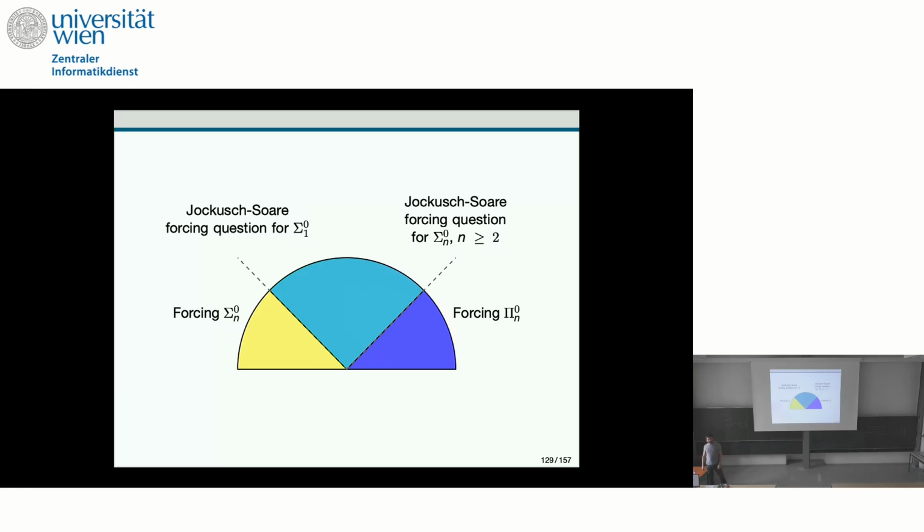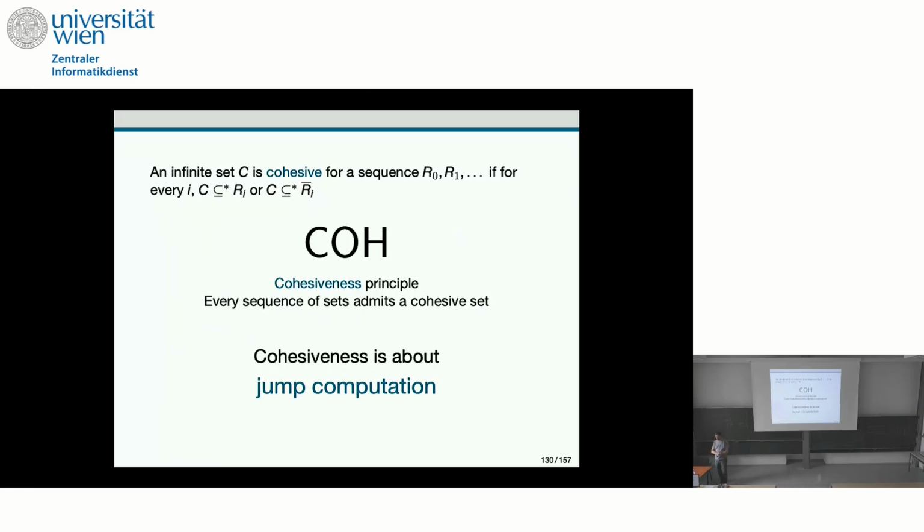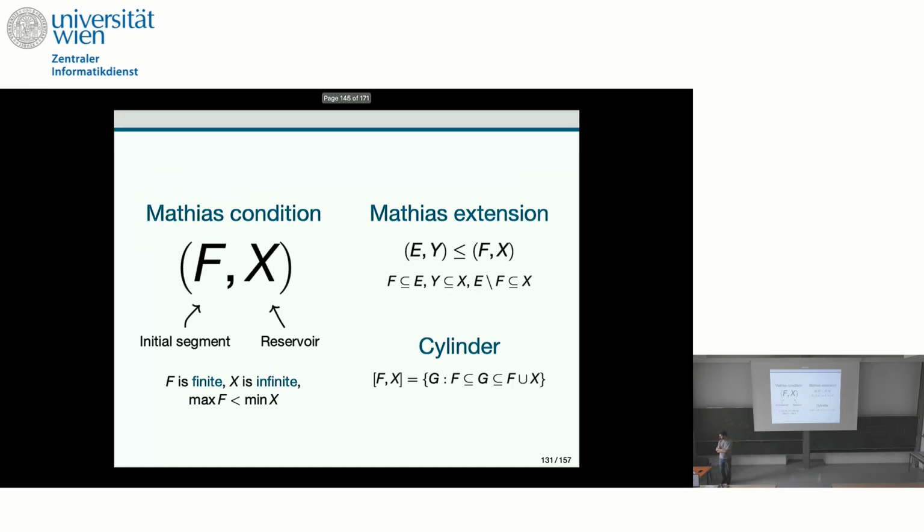Let's make an even less trivial example with cohesiveness. So Demi already defined the notion of a cohesive set. An infinite set is cohesive for a countable sequence of sets if it is almost included in each of them or in its complement. And as we are going to see, cohesiveness is really about jump computation and not really about computation. But let's not go too much into this now.